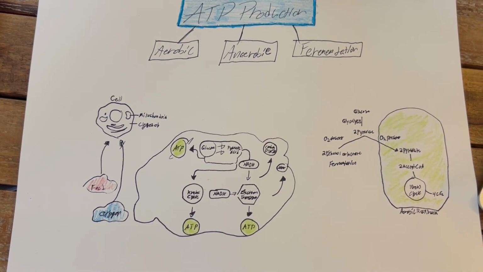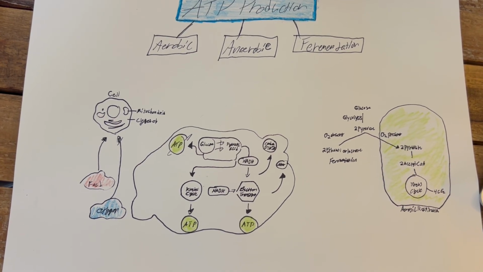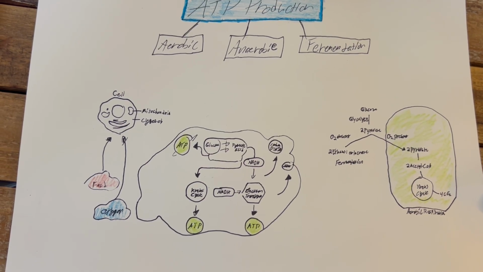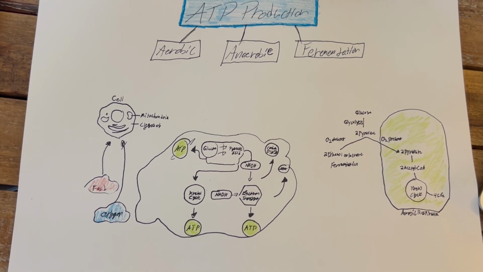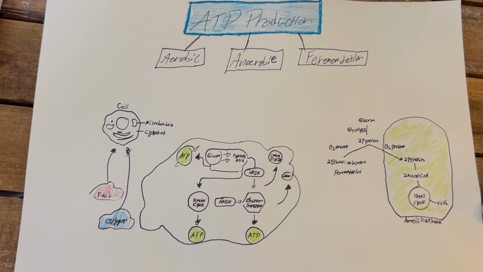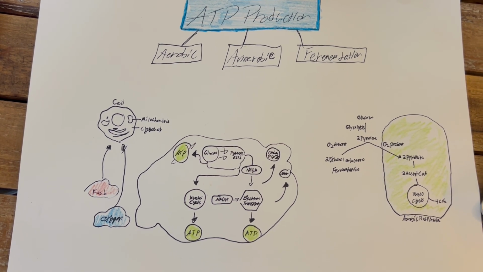Cells have a few main ways ATP is produced. These three processes are called aerobic respiration, anaerobic respiration, and fermentation. All of these processes help cells get energy. We're going to start off with aerobic respiration.